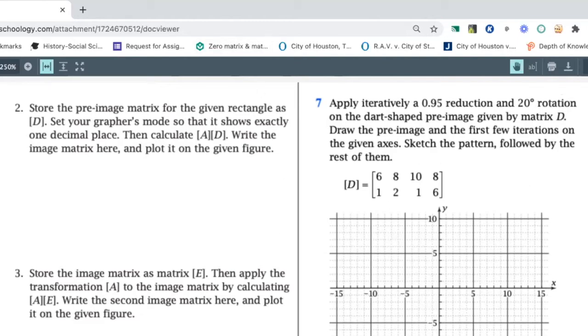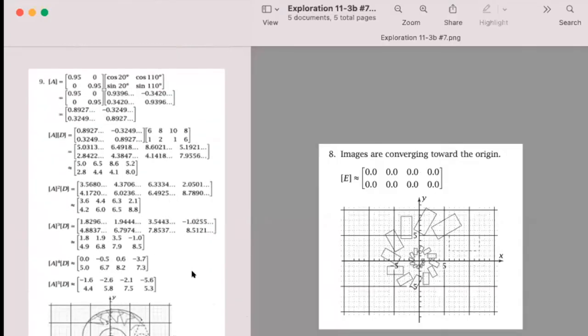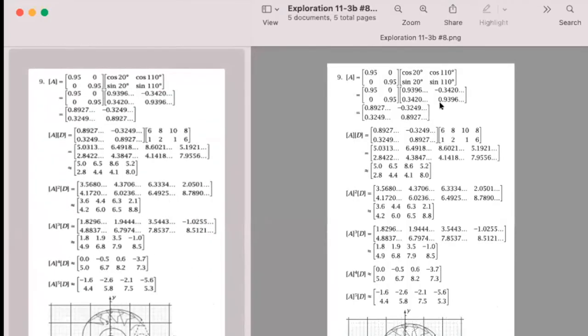And what it looks like is this. Here's what it looks like. It starts out up here, right? Here's your transformation matrix, your dilation matrix. Here's your rotation matrix. They put them all together here. You use that on your pre-image. You wind up with this, and then you do it again, and then you do it again, and then you do it again, and then you do it again.